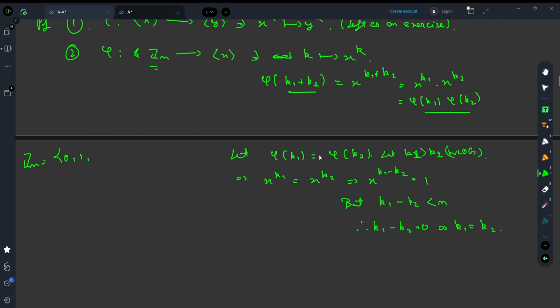So therefore it must be 0. So k1 minus k2 must be 0. That is the only possibility left. So that implies k1 must be equal to k2.